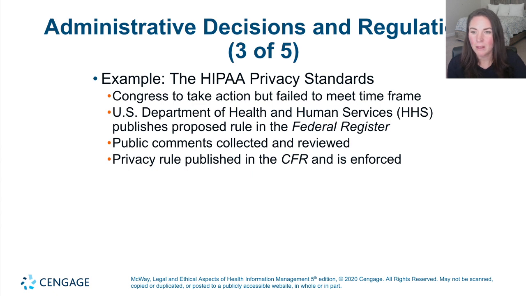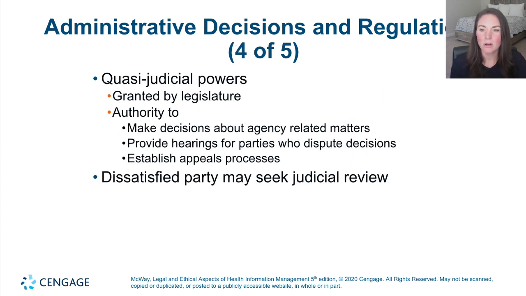These agencies have what's called quasi-judicial powers that are given to them by the legislature. They can make decisions about agency-related matters. They can provide hearings for anyone that wants to dispute their decision, and they have the power to establish an appeals process. After all of that, if someone is still unhappy with the agency's final decision, they can request a judicial review, which would be like a U.S. district court looking at that final decision.